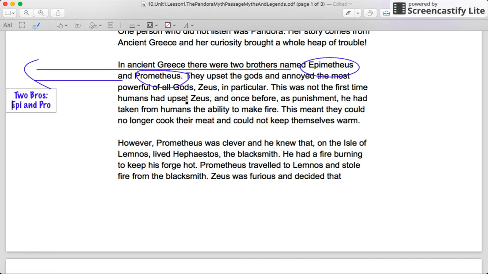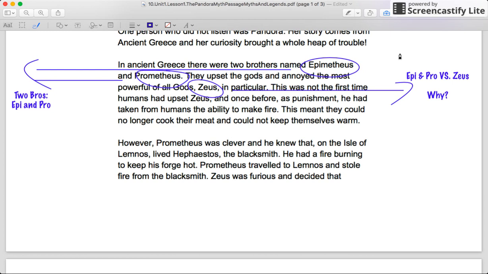"They upset the gods and annoyed the most powerful of all gods, Zeus in particular." Okay, Zeus I remember. Zeus I know about from the Odyssey and lots of other things. I'm just going to put a little note to myself, Epi and Pro versus Zeus. And then my question is, why? Why is Zeus mad at them? I know that Zeus has lots of reasons for getting mad at people. He definitely is mad at people a lot, just like how Poseidon was super mad at Odysseus in the Odyssey. So we just got to figure out why. Okay, so we've got Epimetheus and Prometheus, and Zeus is mad at them.